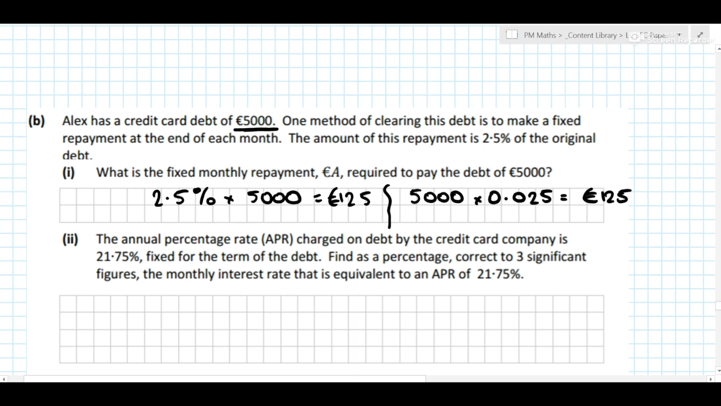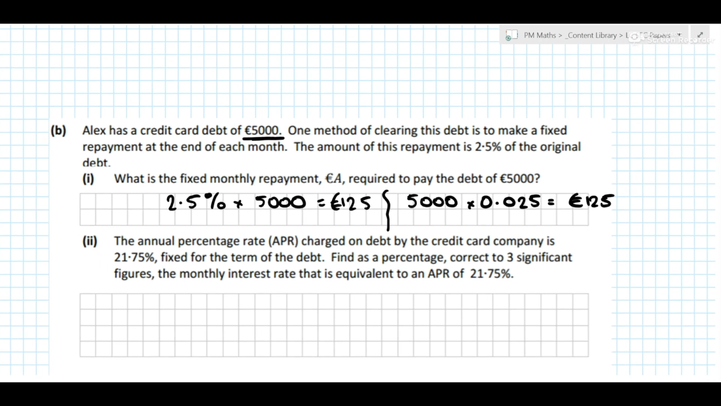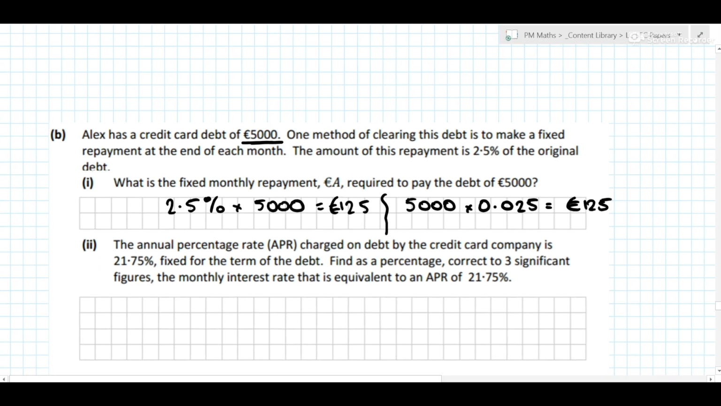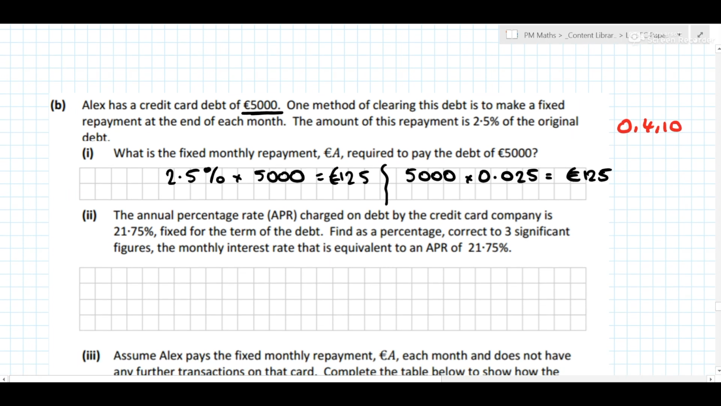Remember the previous question was only 5 marks? Well, this one is 10 marks. They're really trying to make up for it. The next question is quite nice. It's asking you to change an annual percentage rate to a monthly percentage rate. So the monthly interest rate that is equivalent.